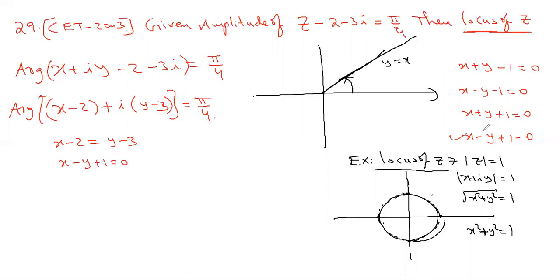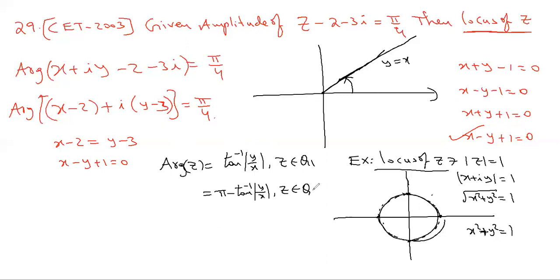That's directly the fourth option. Sir, what if they are not given pi by 4? What if they're given pi by 3 or pi by 2? That time, isn't it difficult? Yes. That's why we're going to learn an alternate method. What is that alternate method? If you remember, I gave these formulas, the tan inverse argument formulas. Argument of z equal to the tan inverse mod y by x when z belongs to Q1, and pi minus the tan inverse mod y by x when z belongs to Q2.